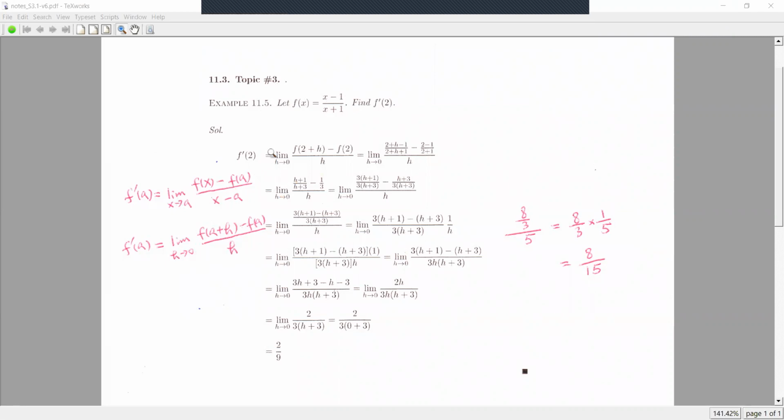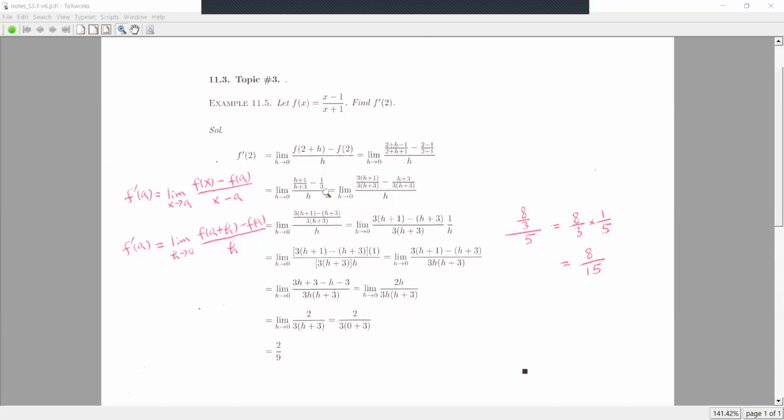By this formula, we have this equation, where the point a is 2. Now, plug in 2 plus h in the x here. Then the function value at 2 plus h is this fraction. Plug in the number 2 in x. Then the function value at 2 is this number. Simplify this guy a little bit. We have this equation.